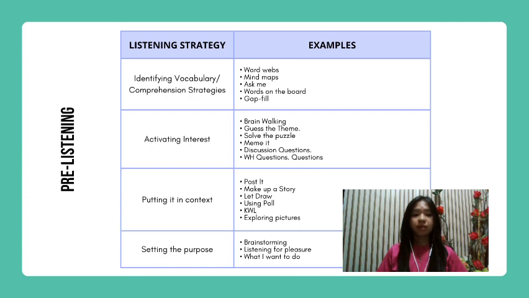Next is mind maps. Another way to activate prior knowledge and help students organize their thoughts is by using mind maps. So have students generate ideas and create associations from a given central idea, theme, or topic. This not only helps them brainstorm relevant vocabulary, but also encourages them to make connections between different concepts.